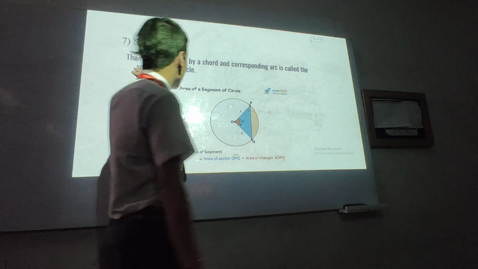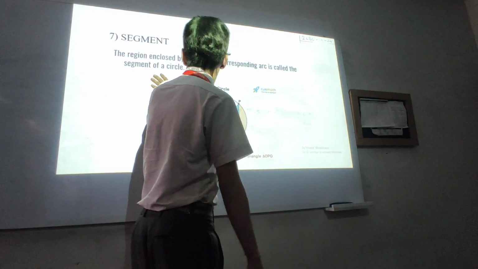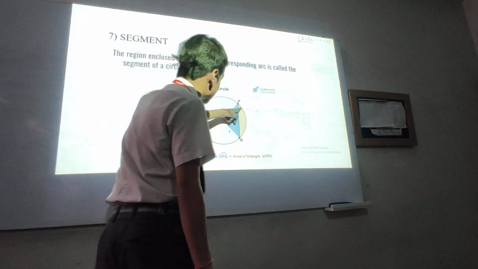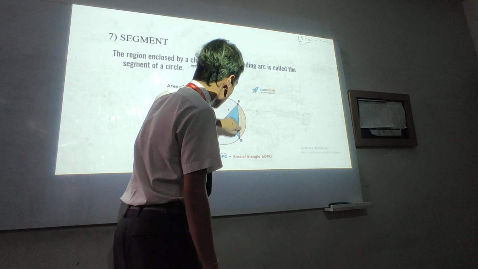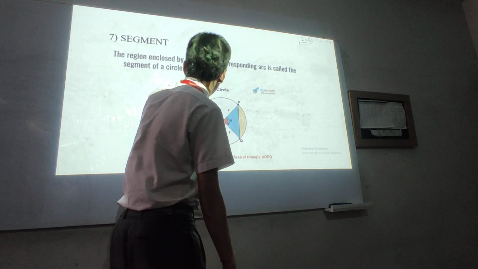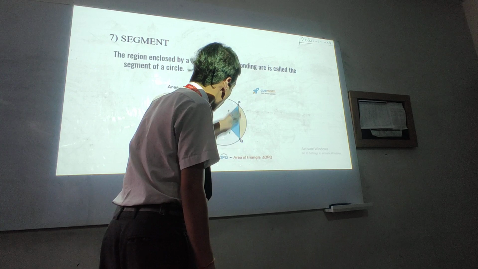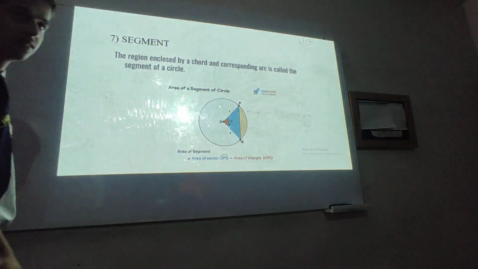The region enclosed by a chord and corresponding arc is called the segment of a circle. This area, orange, is called a segment. It is divided by a chord PQ.